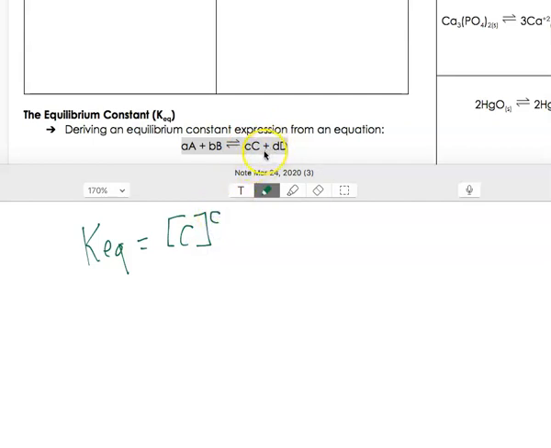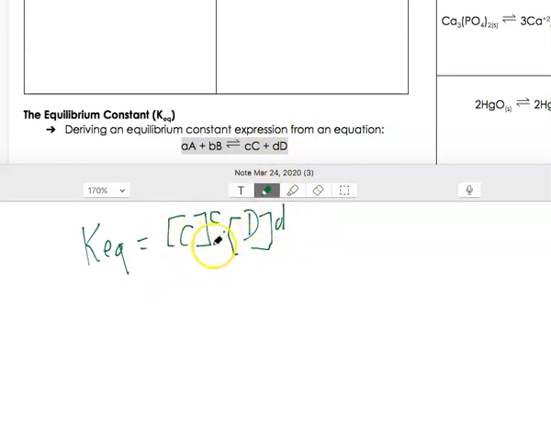times, I know it says plus there, but that plus does not mean it's adding. It means that it's reacting, right? So it's actually multiplied here in the constant. And you're going to multiply it by the concentration of D to the power of little d.